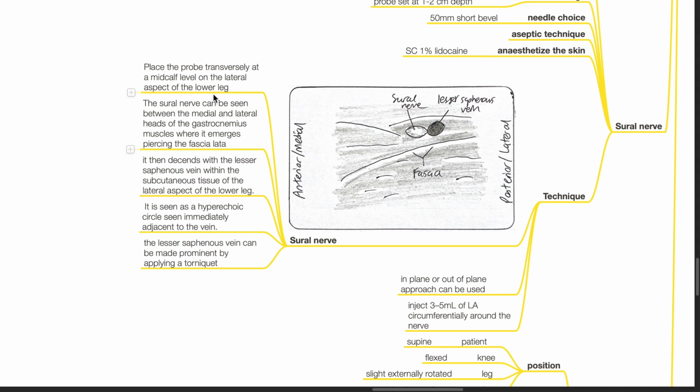The sural nerve can be seen between the medial and lateral heads of the gastrocnemius muscle, where it emerges piercing the fascia lata. It then descends with the lesser saphenous vein within the subcutaneous tissue of the lateral aspect of the lower leg. It is seen as a hyperechoic circle immediately adjacent to the vein. Lesser saphenous vein can be made prominent by applying a tourniquet proximally. In-plane or out-of-plane approaches can be used. Inject 3 to 5 mL of LA circumferentially around the nerve.